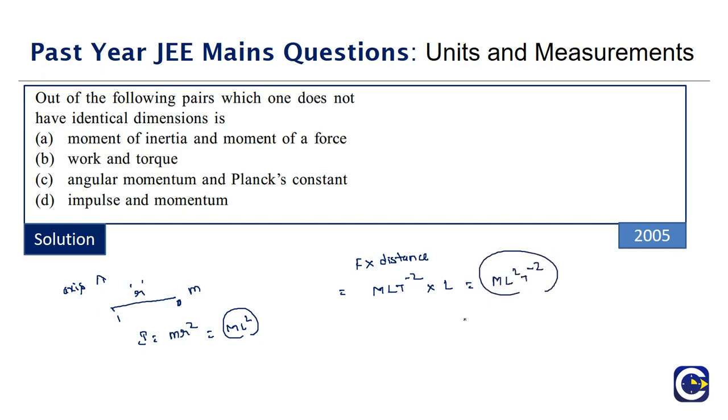So what we are seeing is clearly that the moment of inertia and the moment of force will not have the same dimension. So straight away we can mark option A to be the right option and move on. But for the academic interest, we look at the other options as well.